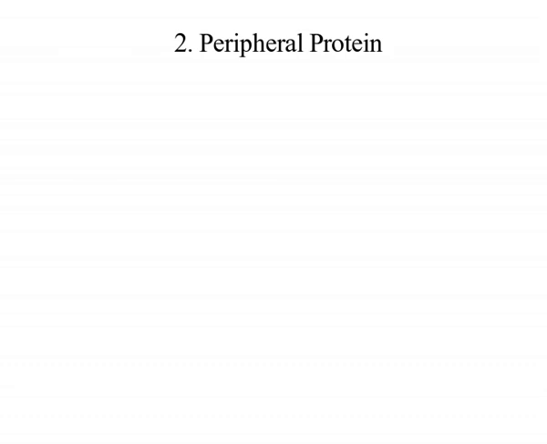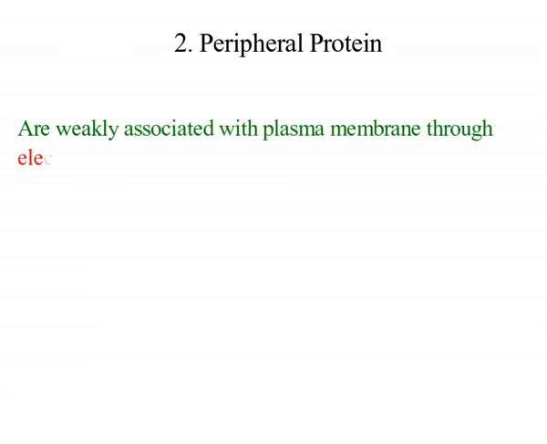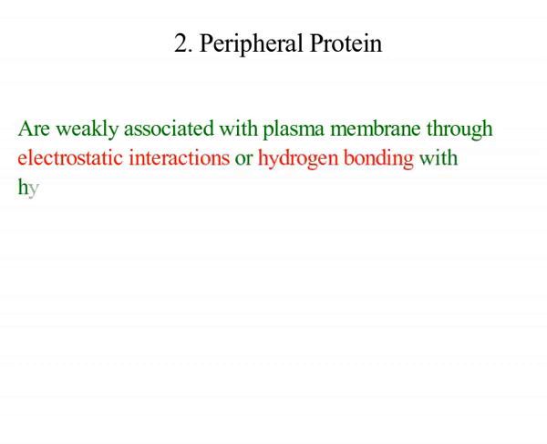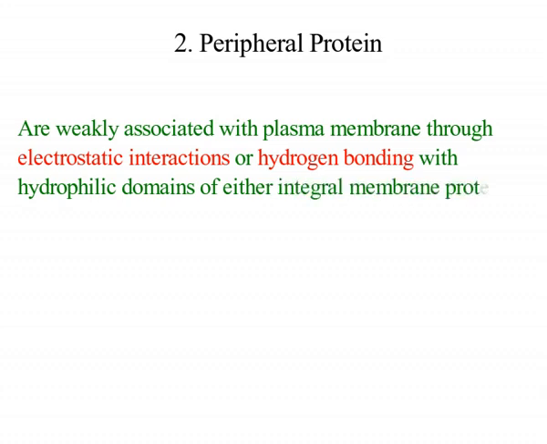The second type of membrane proteins are the peripheral membrane proteins. The peripheral membrane proteins are weakly associated with the plasma membrane through electrostatic interactions or hydrogen bonding with hydrophilic domains of either integral membrane proteins or the polar heads of the membrane lipids.